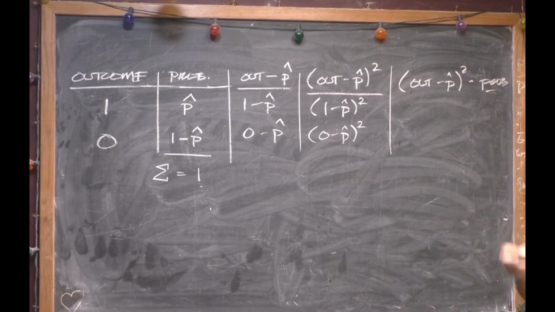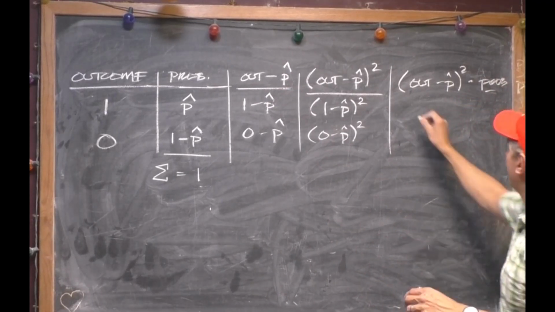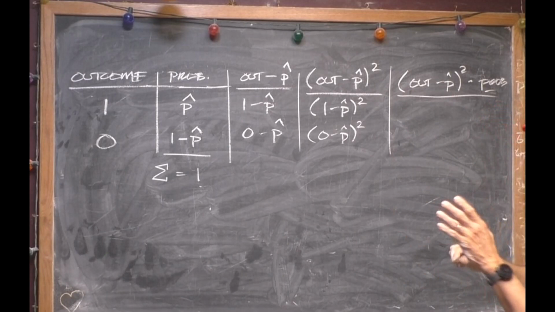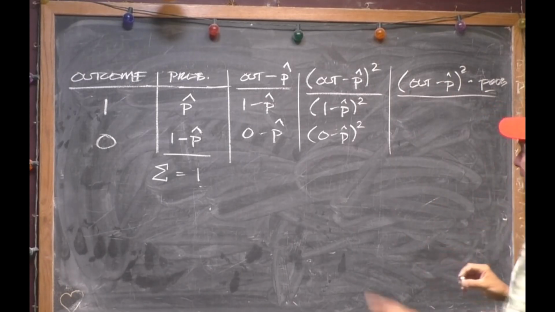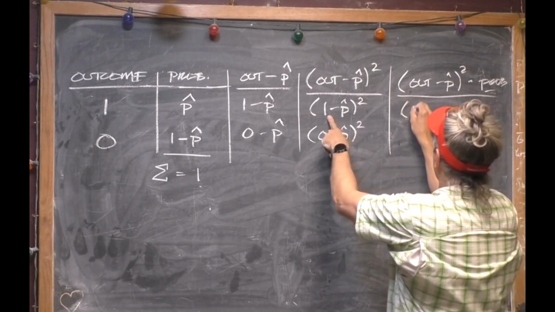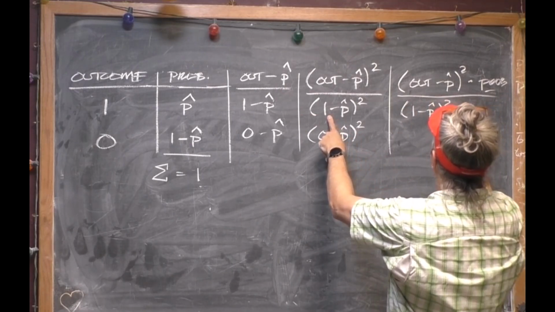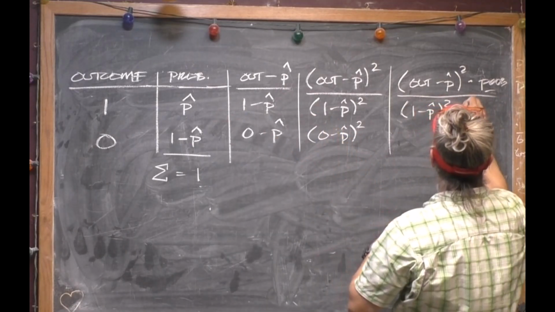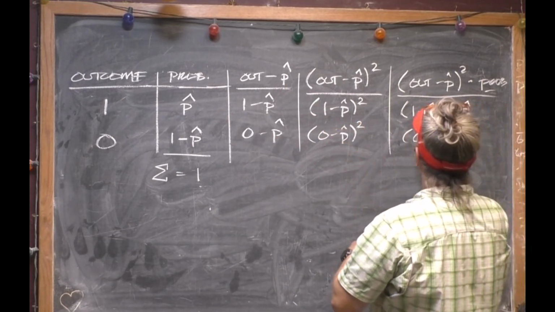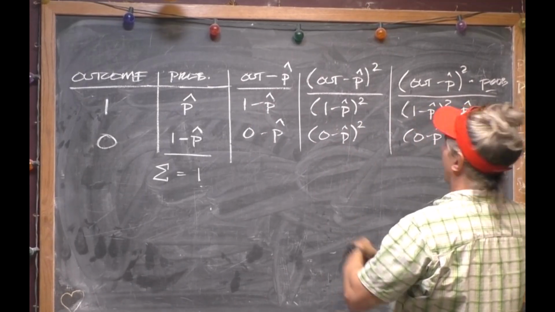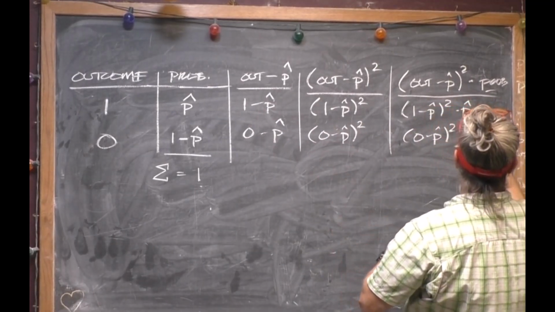It's a weighted standard deviation, if you will. So I'm going to leave it in algebraic phrasings. This one is (1 minus p hat) squared, times p hat. This one is (0 minus p hat) squared, times (1 minus p hat).